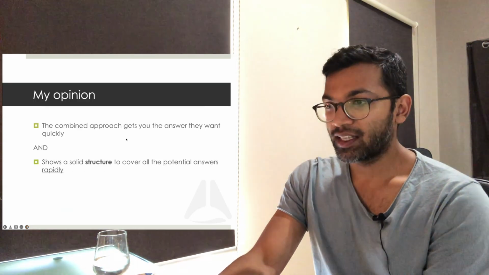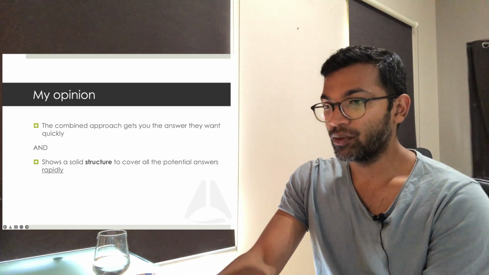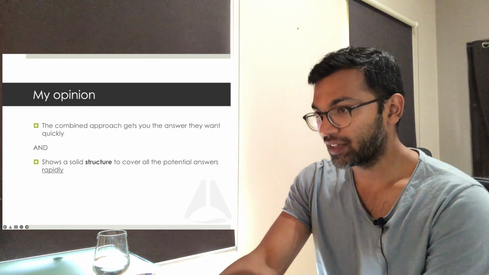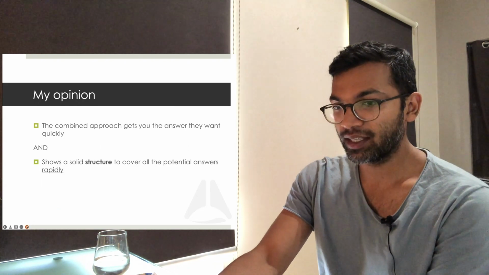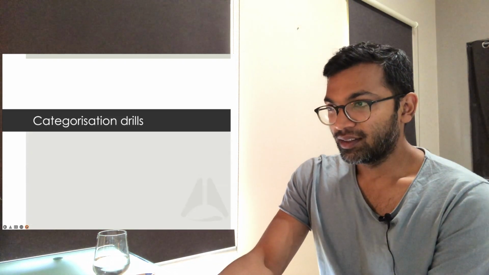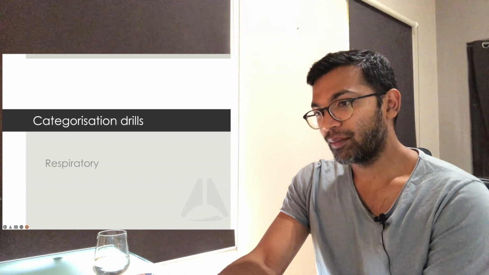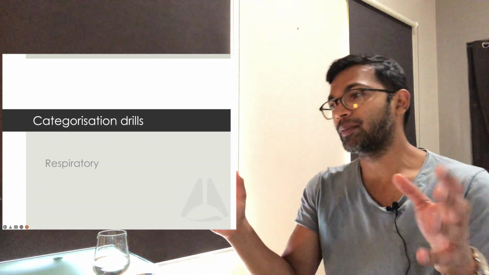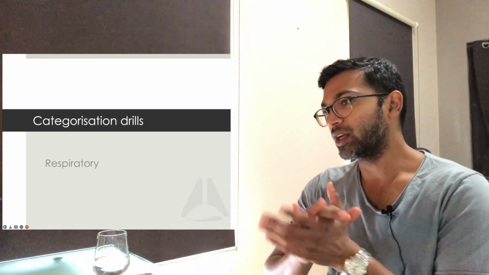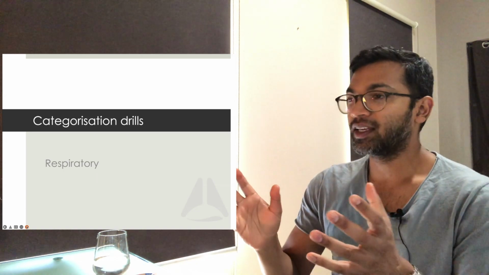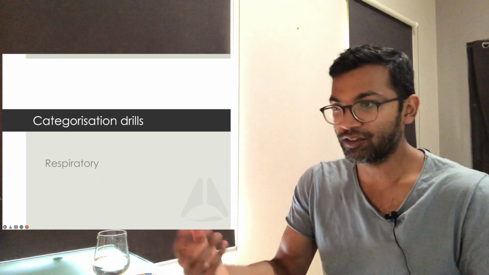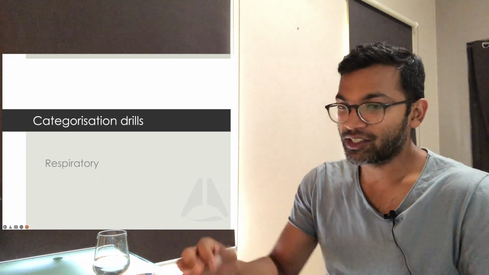So my opinion is that the combined approach gives you the answer they want and shows a solid structure to cover all potential answers rapidly. So let's get started with this. For respiratory, I've just broken this up into respiratory, cardiac, and I think I've got renal and neuro as well, but any topic can have this kind of format of categorization for your answers. So why don't we just go through some of this?